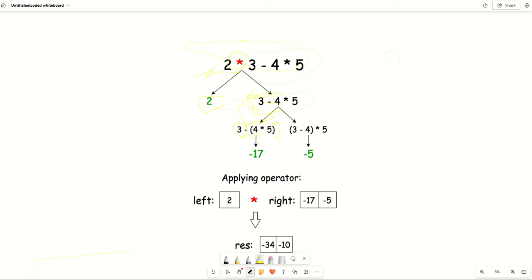So we have divided. Now we just multiply both solutions, and we get minus 34 and minus 10. And what if we pass this integer, pass this operator, and divide from this? When we divide from this, we separate into two strings.